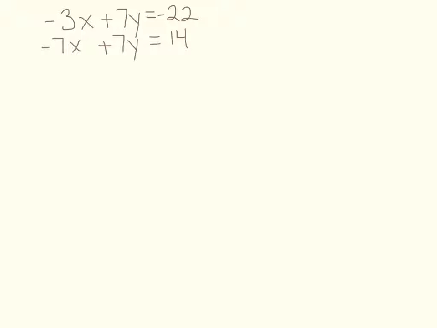Okay, again we want to start by getting either the x's or the y's to be opposite. Looking at it right now, the y's are exactly the same, but they're not opposites. So I'm going to change the signs in either one of them. You can pick one. Doesn't matter. I'm going to go with the top one since we have the negative 22, we can make that positive. So that means I'm going to multiply this whole thing basically by negative 1. That'll give me positive 3x minus 7y equals positive 22.